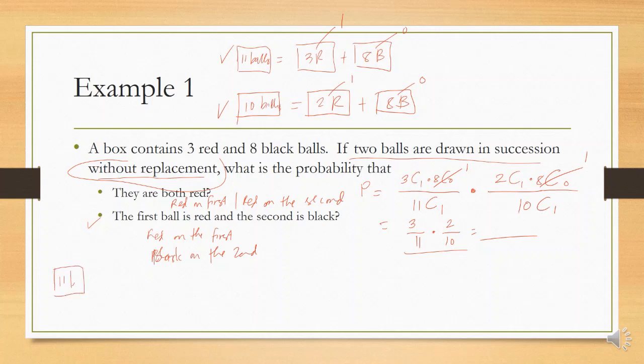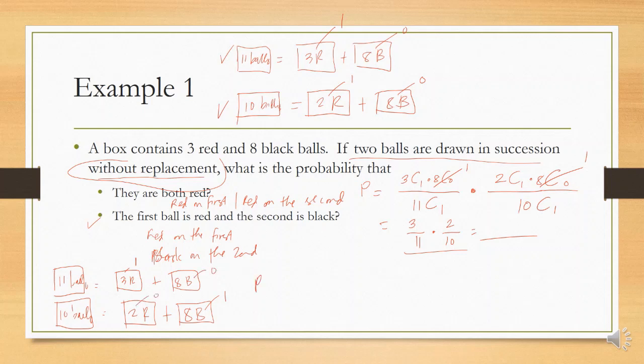So, 11 balls ulit. Okay? Red. Tatlo yung red nung una. 8 yung black. So, isa yung ginawa nating red on the first. Then, the second scenario, we only have 10 balls. Dalawa na lang yung red. Okay? Tapos, kukuha tayo sa black balls ng isa. Okay? So, ibig sabihin 0 dito, 0 doon.